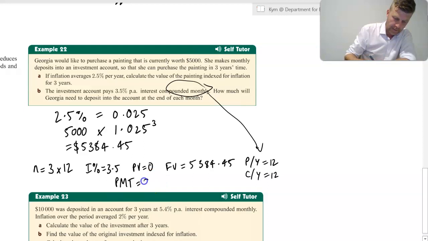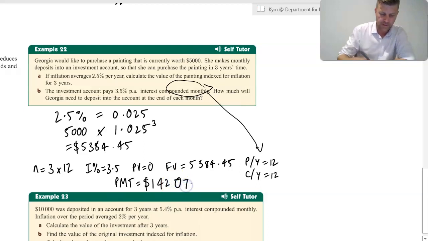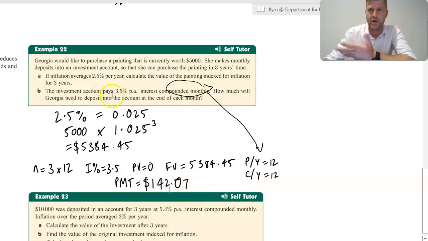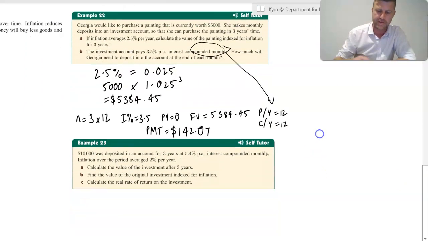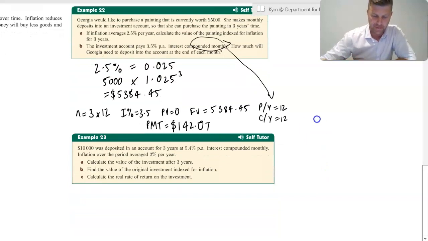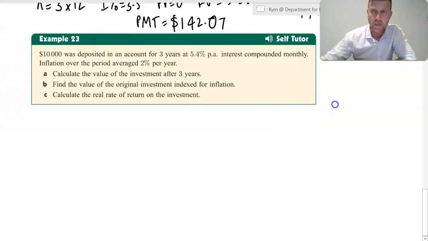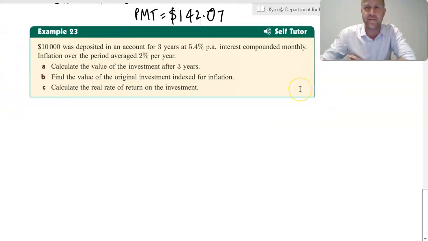$142 and 7 cents. Now, for the sake of the question of this video, trying to keep it as short as possible, I'm just writing it there, but you would hopefully write that in a full sentence. Therefore, Georgia would need to invest $142.07 every month for 3 years in order to achieve her goal of purchasing that painting at the indexed value.